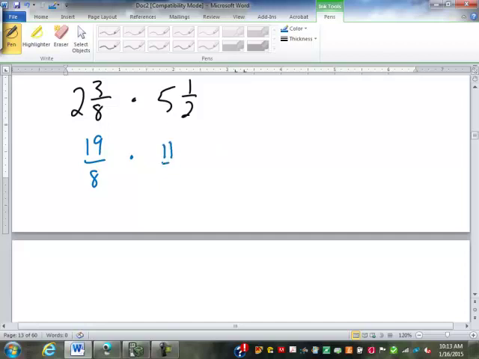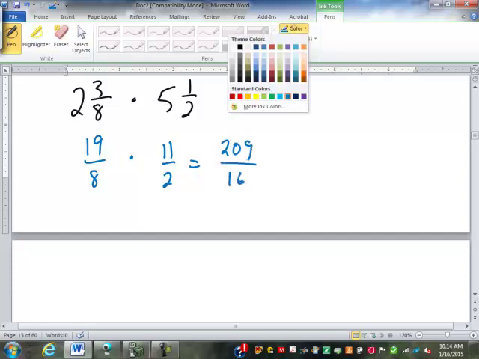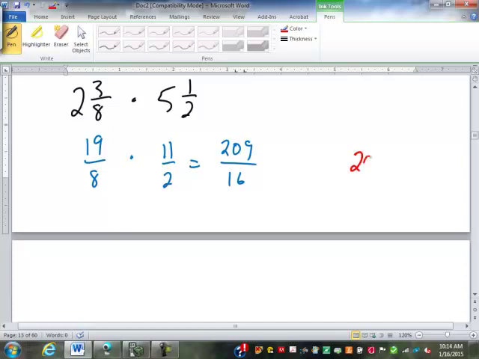Ten, 11 halves. You got it. Now, we could cross cancel here, but there's nothing to cross cancel. So we're going to 19 times 11, which is going to be 209. 8 times 2 is 16, and then we have to reduce that back down.